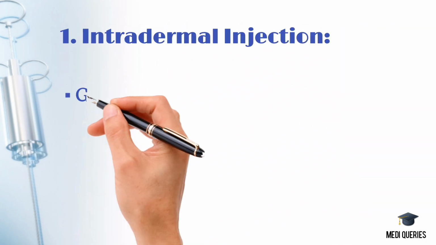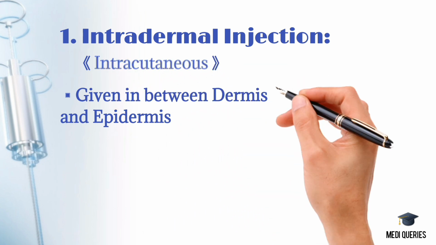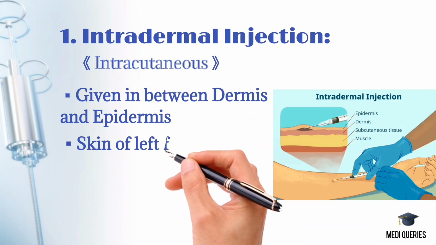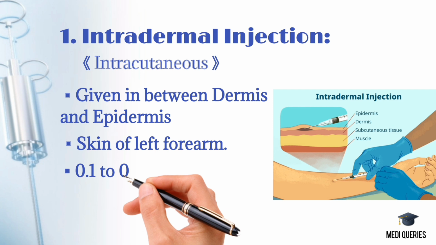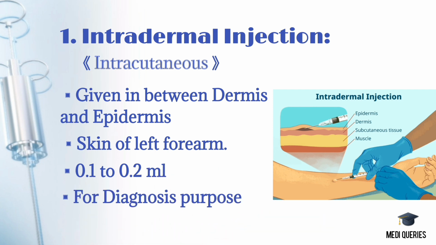Intradermal injections. These are also called intracutaneous injections. Here these are given in between the dermis and the epidermal layers of the skin. The skin of the left forearm is usually selected for giving the injection. Generally 0.1 to 0.2 ml of the parenteral solution is injected by this route. The route is used for diagnostic purposes and for testing the sensitivity of the injectables.